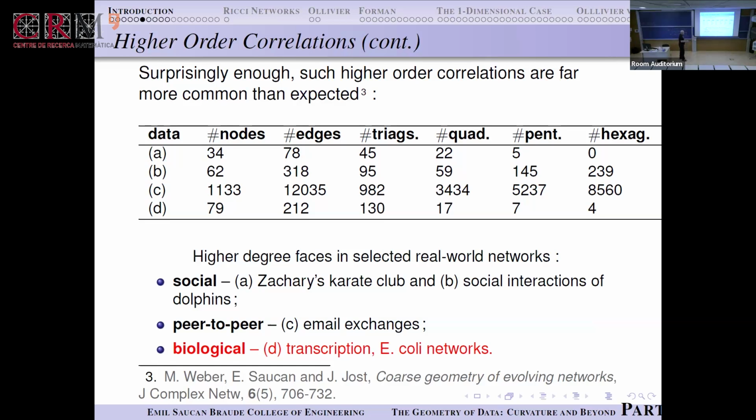So you can see here some small classical networks, social ones, peer-to-peer, and biological networks. And you can see that even in these very small networks, you have not just triangles, but quadrilaterals and pentagons and even hexagons and many of the hexagons. Just a second. And I should say that we played in another collaboration with people from Stony Brook, and we looked at cancer-motivated problems, and you have polygons of 60,000 edges. Of course, nobody knows what 60,000 edges means, not from a biological viewpoint.